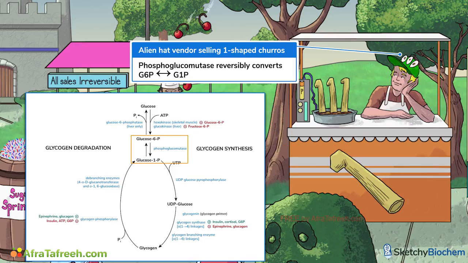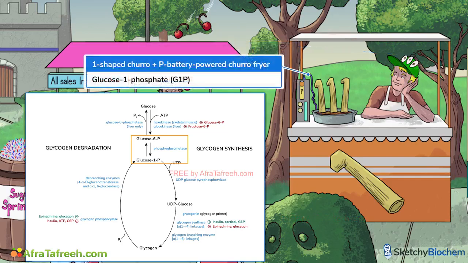We'll use this dreamy young gent again to catalyze the backwards reaction when we break down glycogen to get glucose. You're probably thinking, what the heck is a 1-shaped churro?